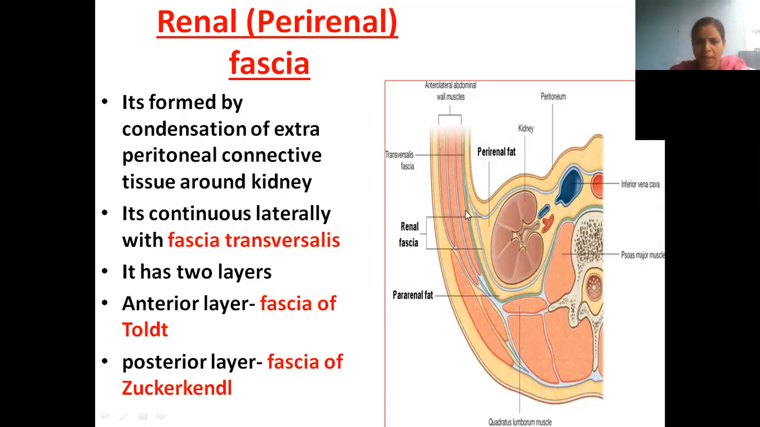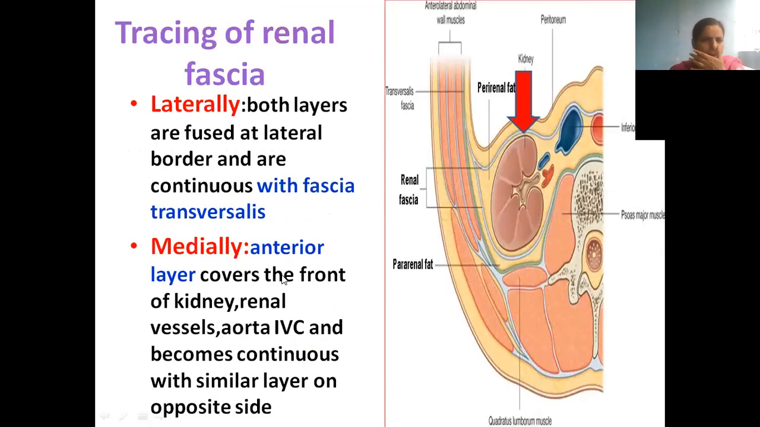This anterior layer has been given a special name called fascia of Told. The posterior layer is given a special name called fascia of Zuckerkandl. So the anterior layer and posterior layer together are reflected laterally to form fascia transversalis. Okay, so this is all fascia transversalis, which is traced laterally.